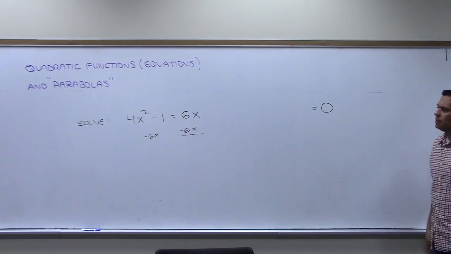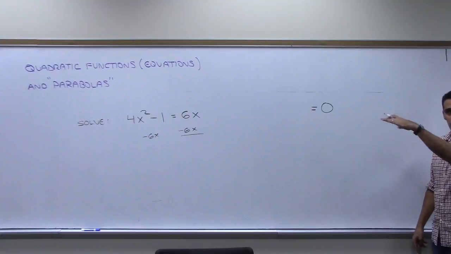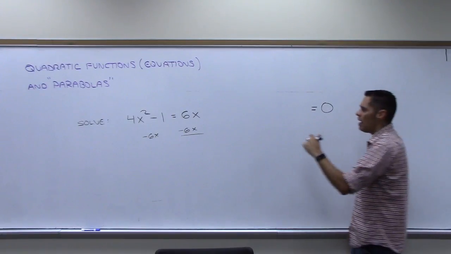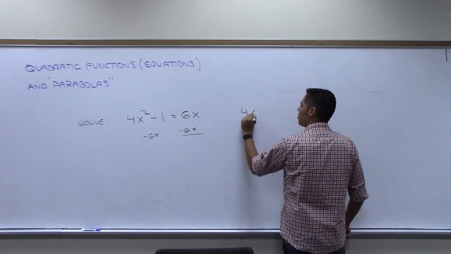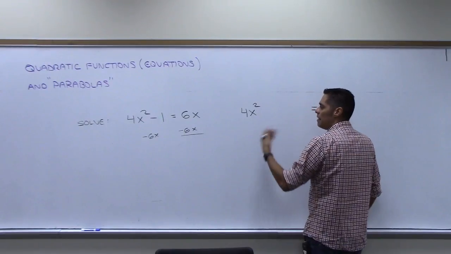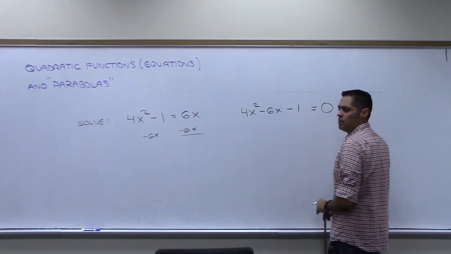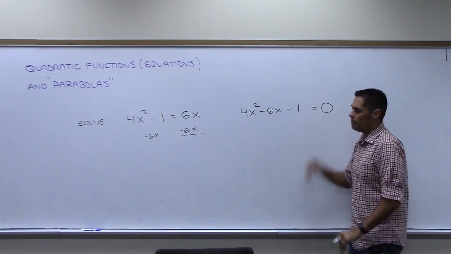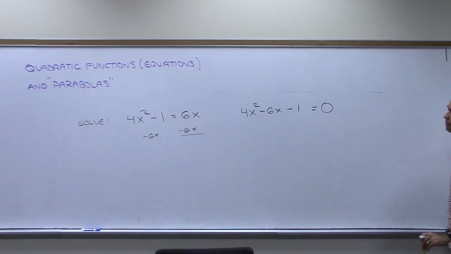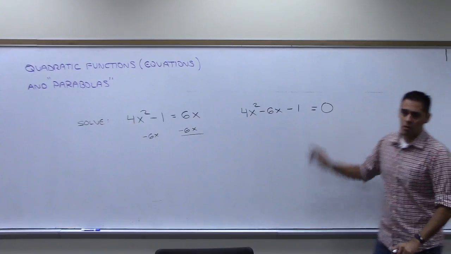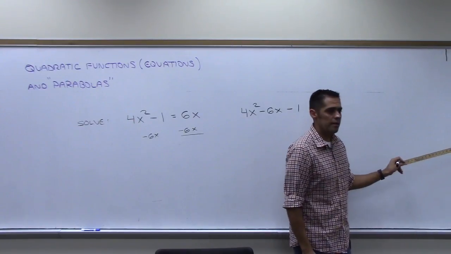4x squared minus 6x minus 1. And we put it in descending order, which means highest power of x first. So there's your highest power of x. The next highest power of x is the minus 6x, and then minus 1. So the powers of x come down. That's called descending order. Once it's in descending order, it looks like this, right?